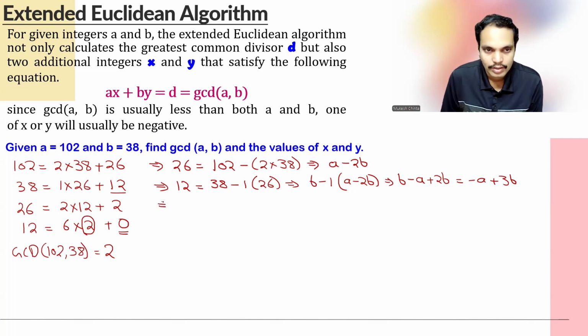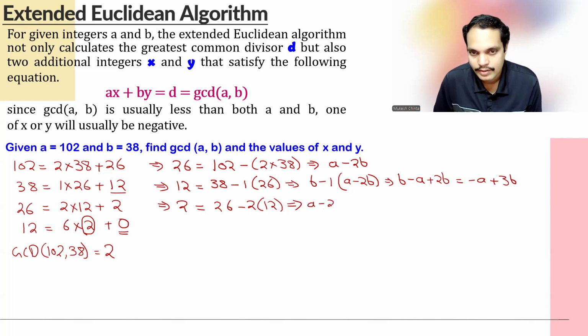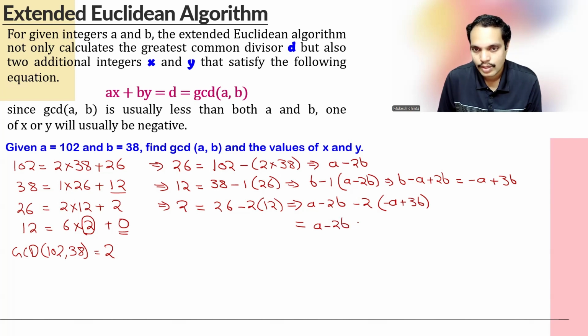What is the next remainder? 2. How did I get 2? 26 minus 2 into 12, which equals, what is 26 here? a minus 2b. Minus 2 into, what is 12 here? I can write it down as minus a plus 3b. Now if you break down this calculation, a minus 2b plus 2a minus 6b. So what do I get? Which equals 3a minus 8b.